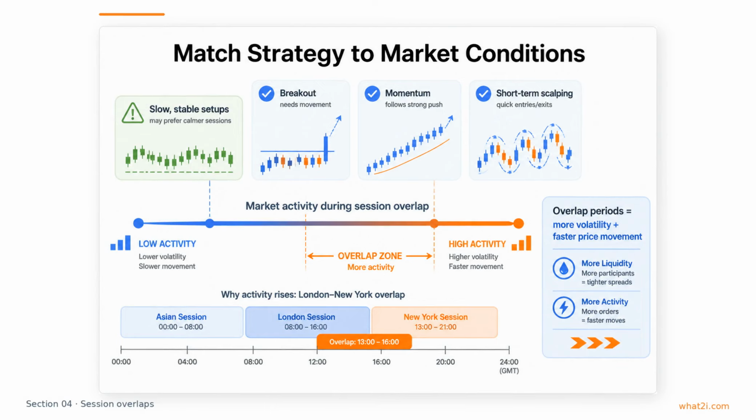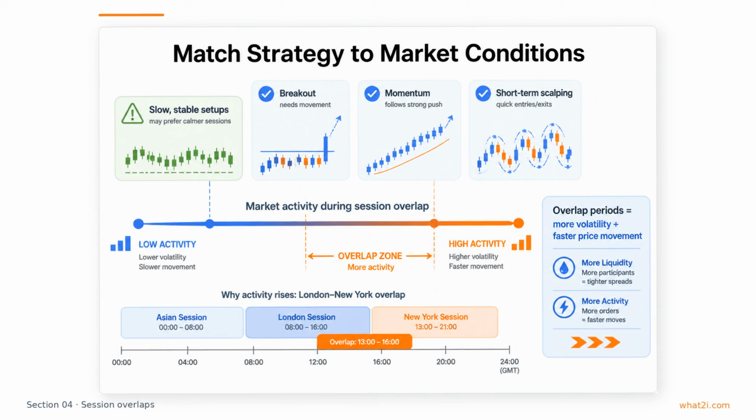Overlap periods often suit faster styles of trading, but they are not ideal for every strategy. Breakout trading can fit well because price is more likely to push through key levels with real participation behind the move. Momentum trading can also work better when increased activity helps trends extend. Short-term scalping may benefit from tighter spreads and quicker price response, although it also demands sharp execution and discipline.